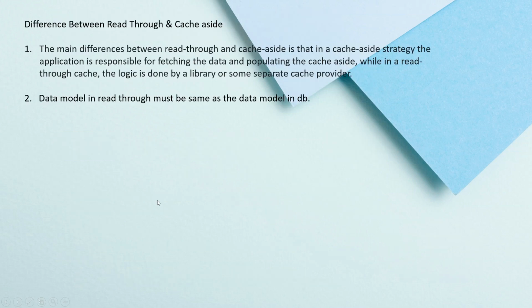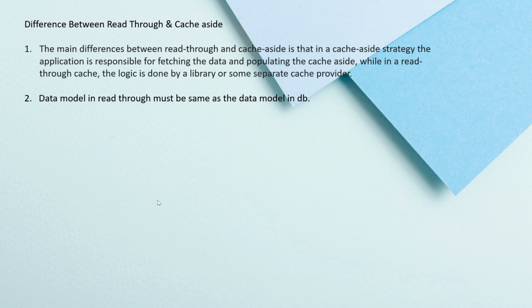In the previous slide we saw the working of read through and cache aside. Now we'll see the differences between read through and cache aside. The main difference is that in the case of cache aside, the application is responsible for fetching the data and populating it into the cache, while in a read through cache the logic is handled by a library or a separate cache provider. Another difference is that the data model in read through must be the same as the data model in the database. In the case of cache aside, the data model can be different.